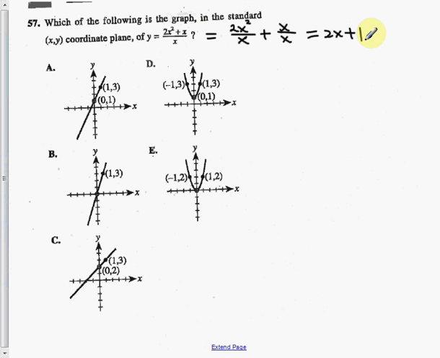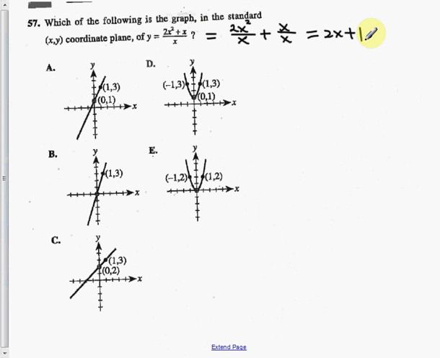So we simplified this rational expression into a linear form, 2x plus 1, which is just a line with y-intercept 1, and the slope is I go up 2, I go over 1, I go up 2, I go over 1, right? That's the 2 in front of the x. So it's a straight line. So it's either A, B, or C. All right? So now it's a straight line with y-intercept 1.